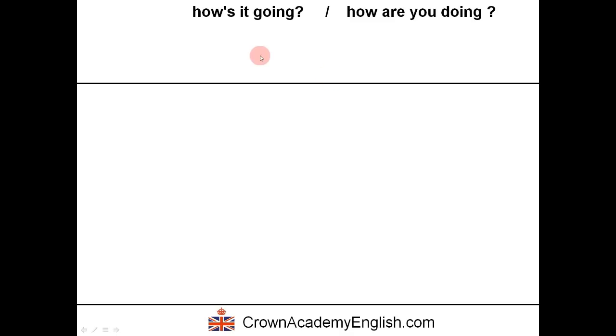Okay, so these are two expressions, and they mean the same thing. It's the same expression, it's the same meaning. How's it going? And how are you doing? So they are both questions. These are informal questions. And it simply means, how are you? So this is an informal way to ask someone, how are you?